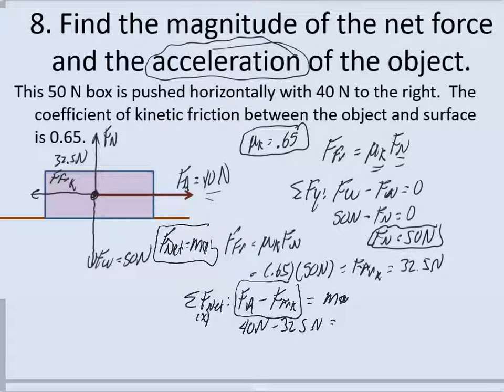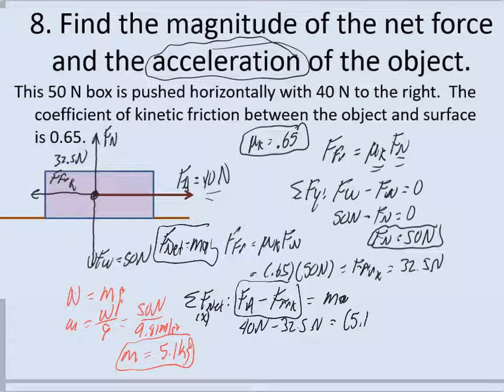Let's see. What is the formula to solve for the mass of something if you know the weight? Well, think about it. If you know the weight is mg, and you want to know the mass, wouldn't you just divide weight by g? And the weight's 50 newtons, and g is 9.81 meters per second squared. So what's the mass of this object? Well, the mass of the object is 5.1 kilograms. So I'm going to use that over here.